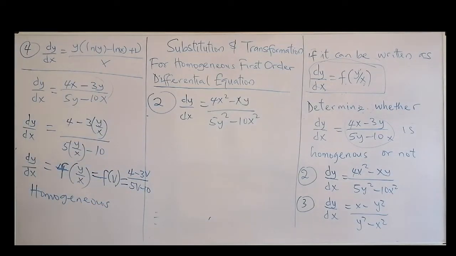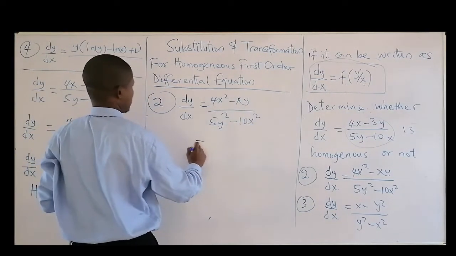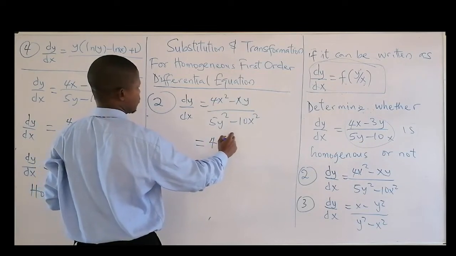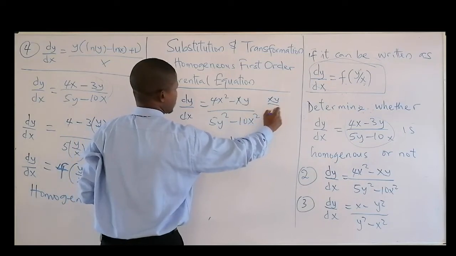So what we can do in this case is, the power of x there is 2. So how can we get y over x now? I think we should divide the numerator and denominator by x squared. So you have 4 here, then you have y over x over y over x squared.